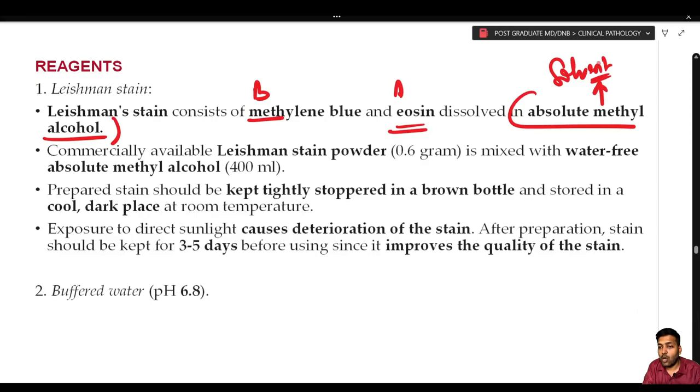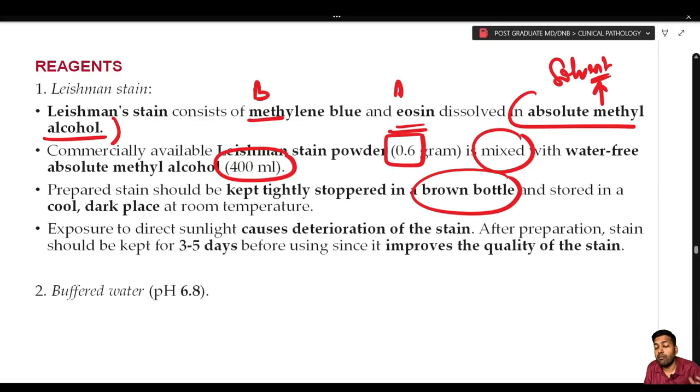Commercially the Leishman stain powder is available. So you take 0.6 gram of Leishman stain powder, and you have to mix it with water free as well as acetone free absolute methyl alcohol, approximately 400 ml. Now the prepared stain should be kept tightly stoppered in a brown colored bottle. Whatever stain you are preparing, you should keep in an amber or brown colored bottle, and it is stored in a cool dark place at room temperature.